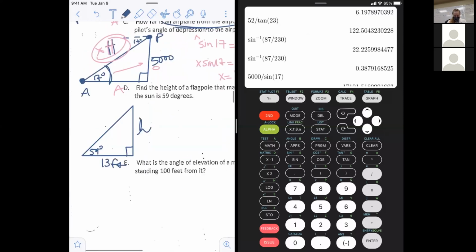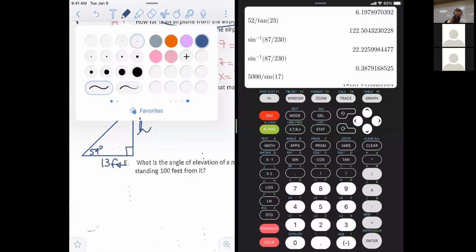I didn't label any points because I didn't need to know where anything was. I know a flagpole is vertical. I know a shadow is horizontal. I knew enough to draw my picture. Now we have to label it so we can figure out which trig function we are using.